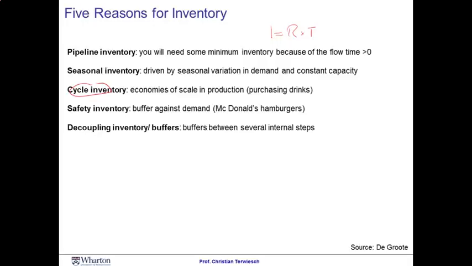We've already seen in McDonald's examples a case of safety inventory. McDonald's doesn't want to run out of hamburgers to sell, and so they're producing the burgers ahead of demand. They always keep a little bit of safety stock just to make sure that their customers don't have to wait for the food.